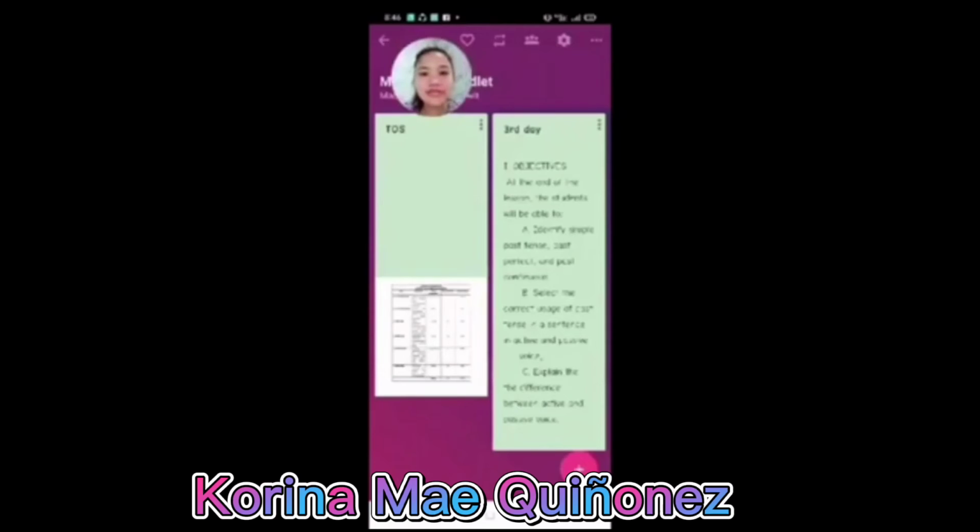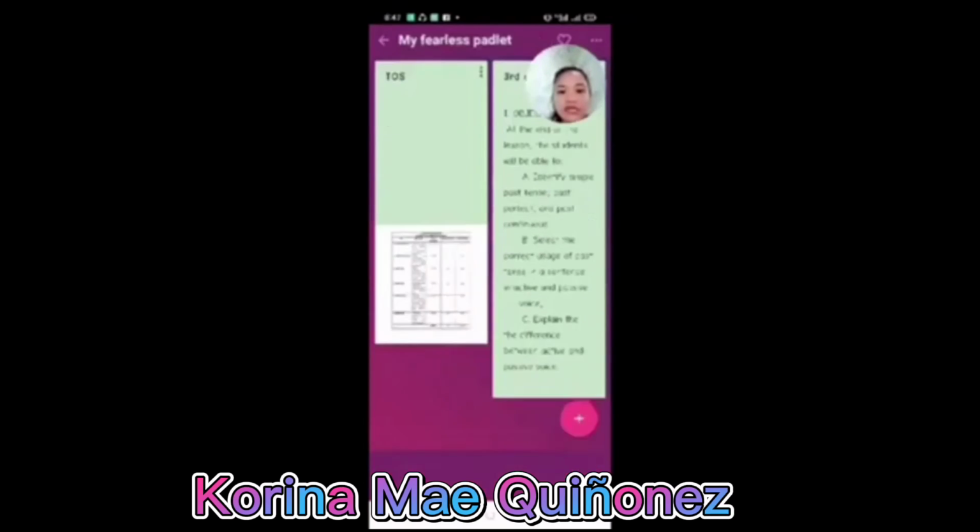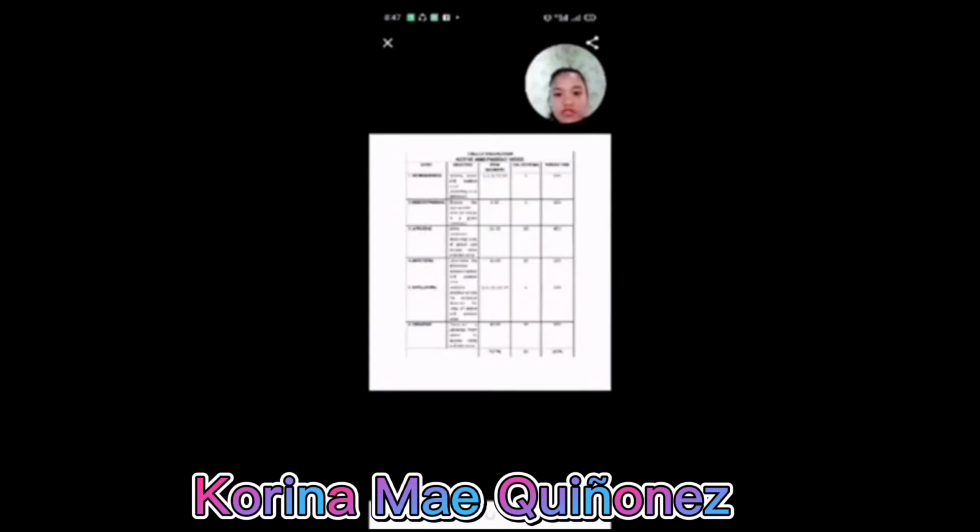Hi, good day everyone. My name is Kerny Quiñones. So for today, we will have our third day objectives, which are identify the simple past tense, past perfect, and past continuous; select the correct usage of past tense in a sentence in active and passive voice; and explain the difference between active and passive voice. So these objectives fall to the cognitive domain, specifically in analyzing. Now, let's have a quick view of our TOS.